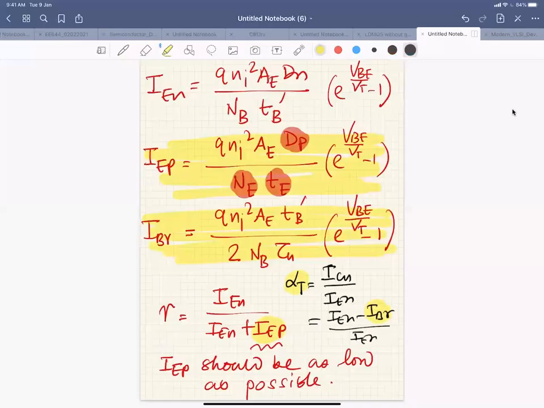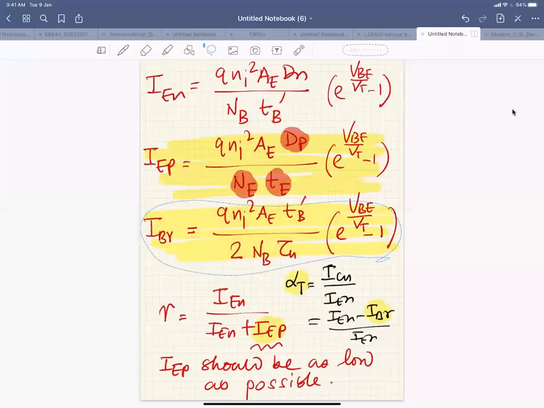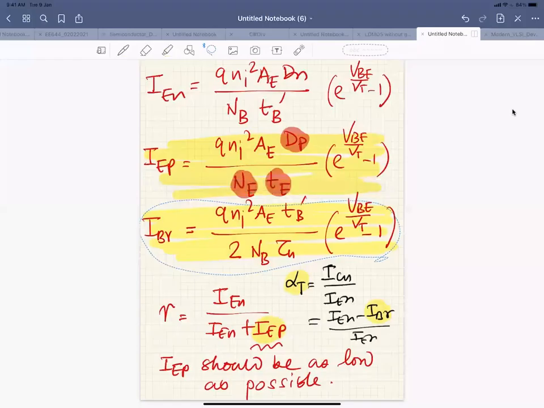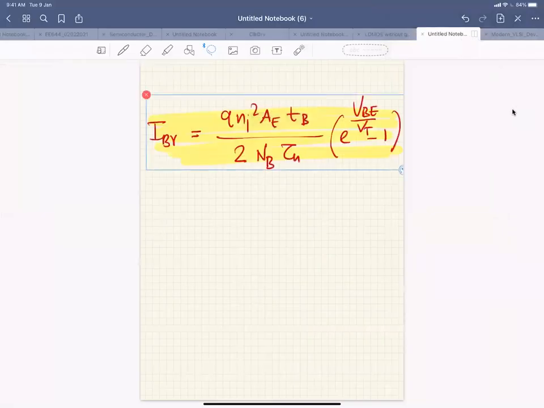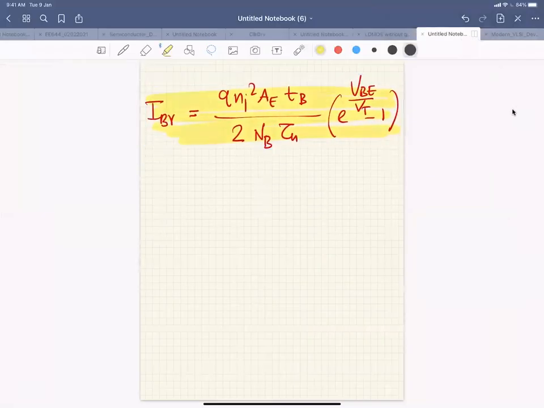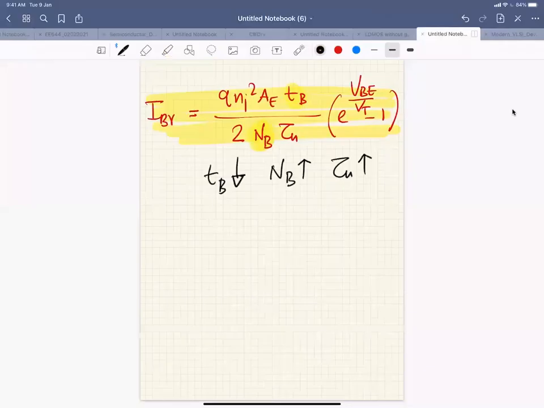But how do you decrease IBR? If you look at this equation here, IBR can be decreased by decreasing the base width, or by increasing the base doping NB, or by increasing tau n, right? So these are the three things, right?